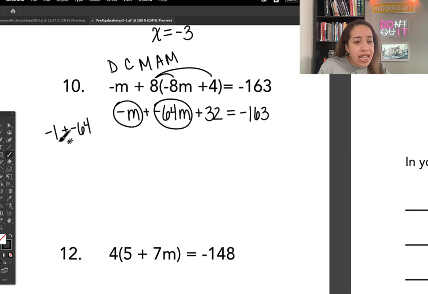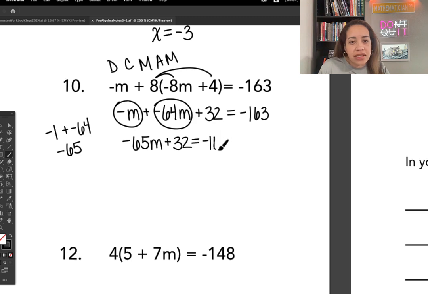These have the same signs, so I add the numbers together. 1 plus 64 is 65. And since they're both negative, it's going to be a negative 65. So negative 65m plus 32 is equal to negative 163.